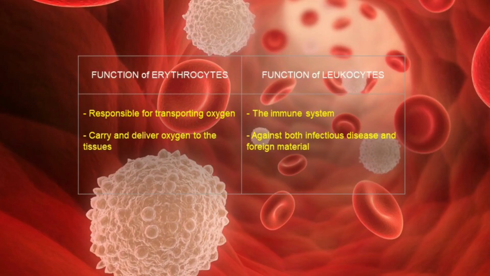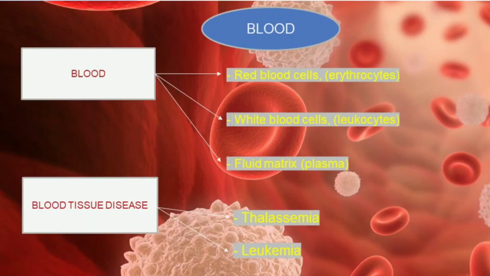The second connective tissue is blood, which consists of the red and white blood cells inside the fluid matrix called the plasma. Red blood cells are also known as erythrocytes, and white blood cells are known as leukocytes. Erythrocytes are the most abundant cells in blood. They are responsible for transporting oxygen to body tissue, while leukocytes are the immune system of our body and are involved in defending our body against both infectious disease and foreign material. Some of the diseases caused by the malfunction of blood are thalassemia and leukemia.